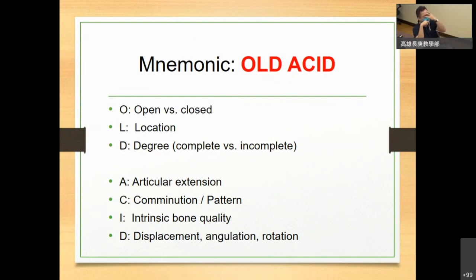If the bone quality is good or poor, it may be later for the doctors to decide whether the patient should have surgery or conservative treatment. And D means the displacement, angulation, and rotation. So if you do not know how to describe an X-ray or a patient with a fracture, you can use the mnemonic OLD ACID, and you should describe these seven parts to do a good X-ray reading.